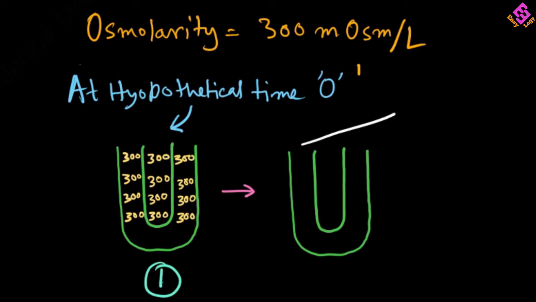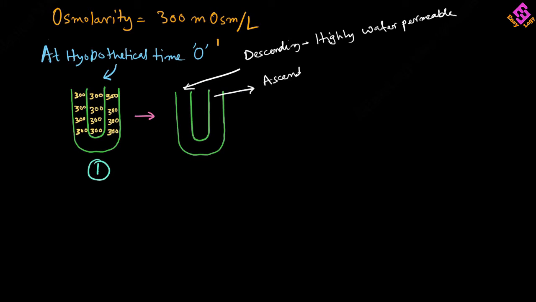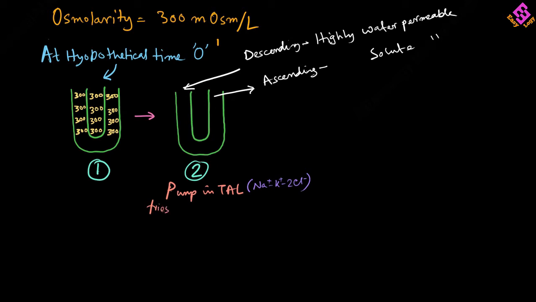Next, keep two things in mind, that the descending limb is highly permeable to water but impermeable to solute, and the ascending limb is strictly impermeable to water but permeable to solute. Now, most important thing in number 2 situation is the pump in thick ascending limb. What is the pump? Sodium, potassium, 2-chloride symporter.